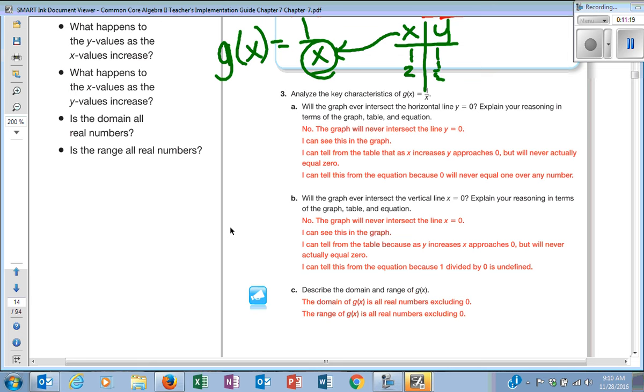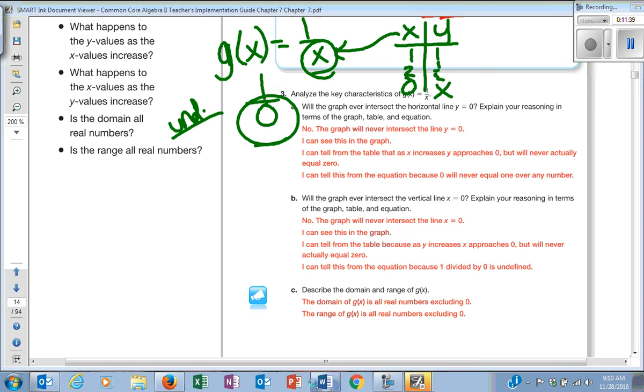Well, when we plug in 0 here, we end up with 1 divided by 0. And from a long time ago, you should understand, you're not allowed to divide by 0. That is called undefined. You're not allowed to have that happen. So it's not an answer. There's no answer there. Let's put undefined there. This would be undefined. You cannot have that. So it will never ever be 0.